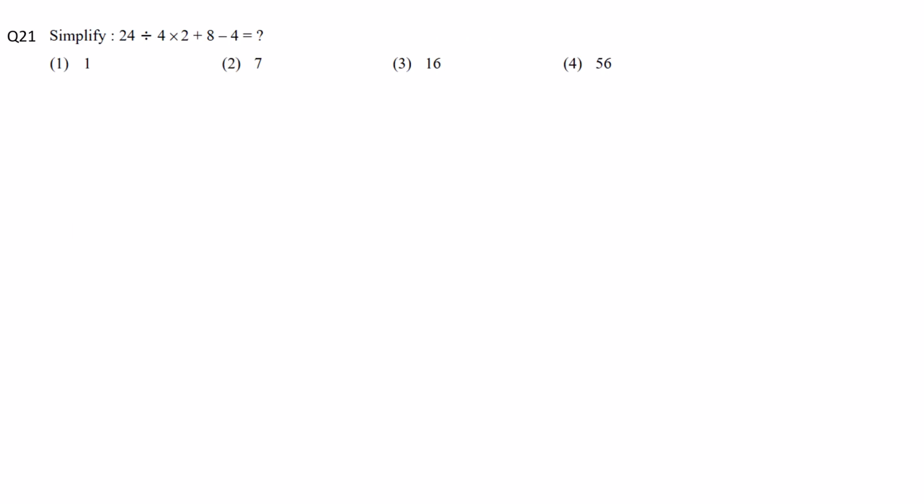Okay. So question number 21, you have to simplify. So here you have to use DMAS rule. So first division, then multiplication, then addition, and then subtraction. So 24 divided by 4 if you do, you will get 6. So 6 into 2 plus 8 minus 4. 6 into 2 is 12 plus 8 minus 4. 12 plus 8 is 20. 20 minus 4 will give you 16. So third is the correct option.